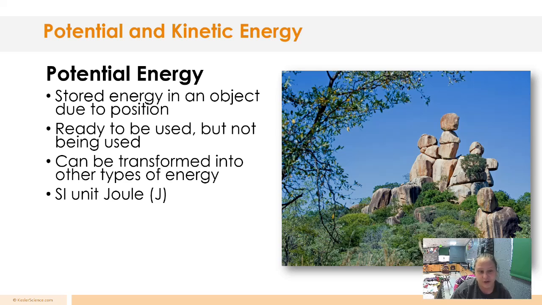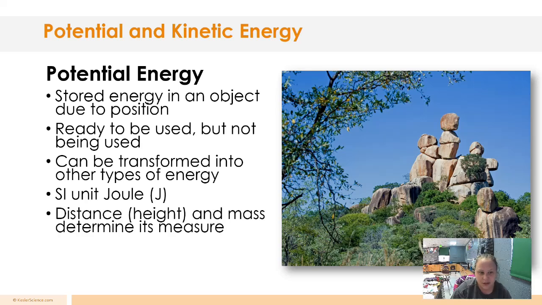We measure energy in what we call joules. Distance, which is usually the height, so how high up something is, and the mass, meaning is it big or is it small, determine the potential energy that an object has. It's found in all objects. Even when we are sitting in our chairs, we have potential energy. It's found in everything that's above ground level.